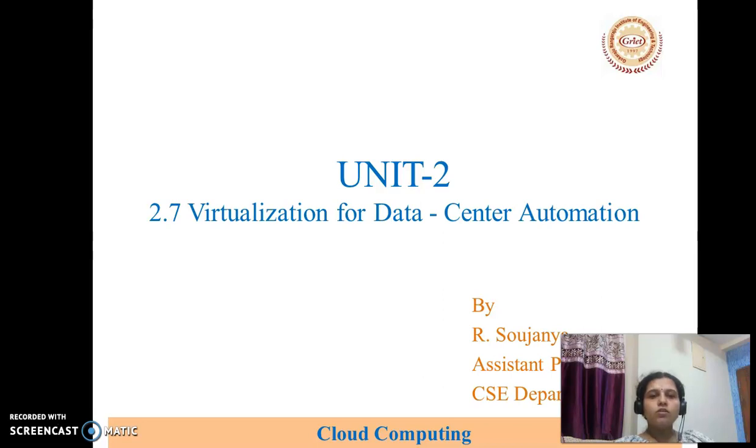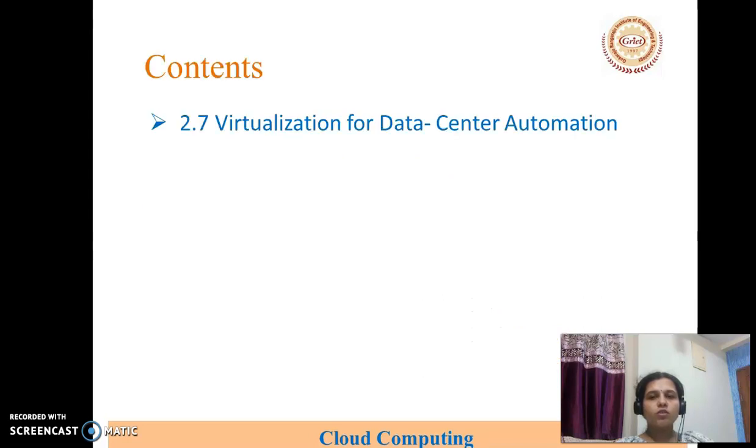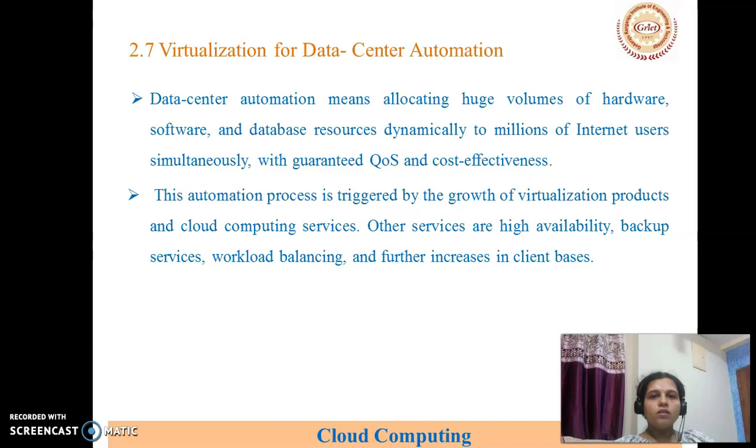In this lecture, we are going to learn the next topic in virtualization, that is virtualization for data center automation. Here, data center automation means allocating huge volumes of hardware, software, and database resources dynamically to millions of internet users simultaneously with guaranteed quality of service and cost effectiveness. This automation process is triggered by the growth of virtualization products and cloud computing services. Other services are high availability, backup services, workload balancing, and further increases in the client bases.